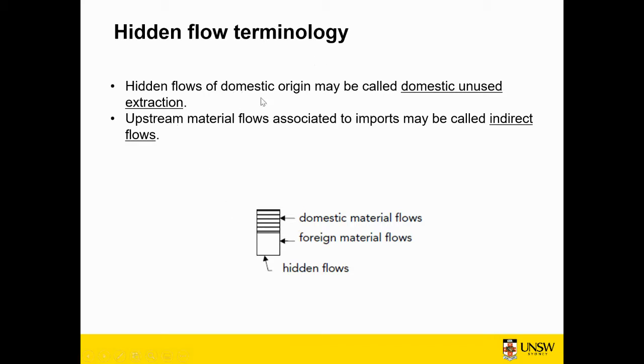And there is the upstream material flow, which comes with the imports. So if you import things, you have the actual physical products we import, but you also have the hidden flows that happen in that country. So this is what we call the indirect flows.